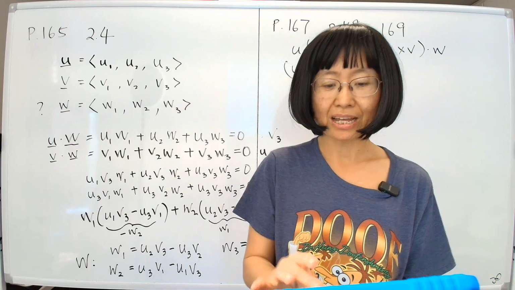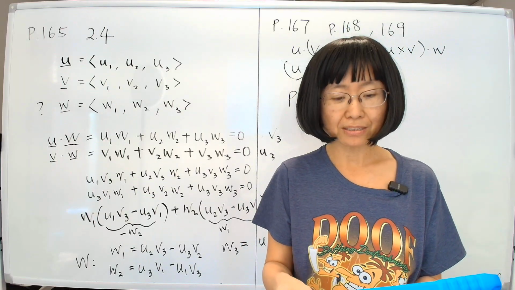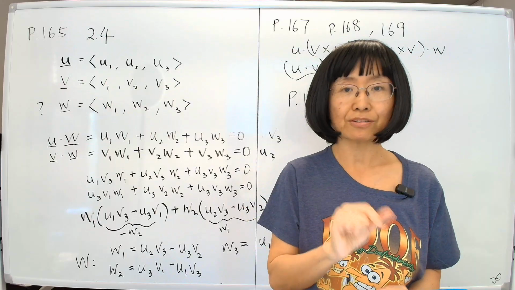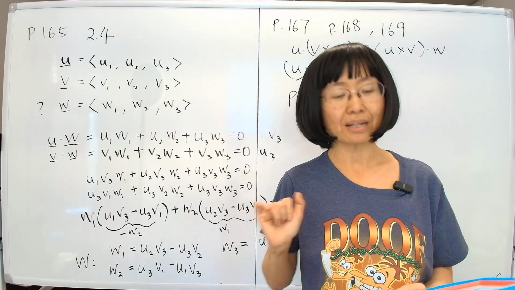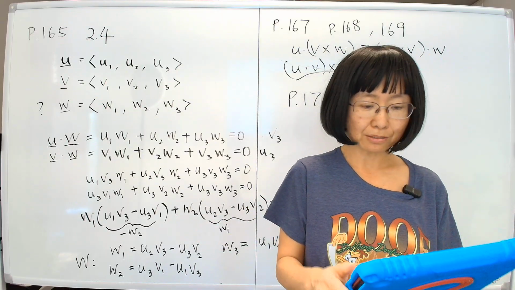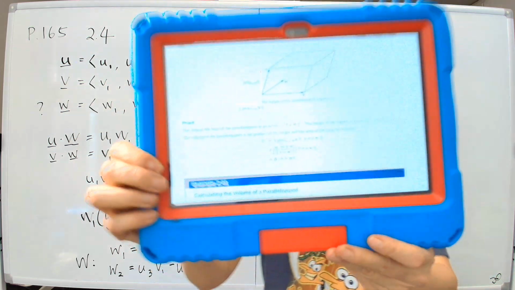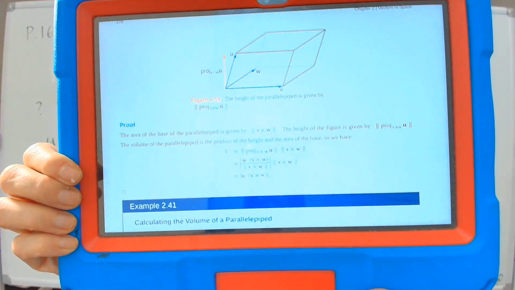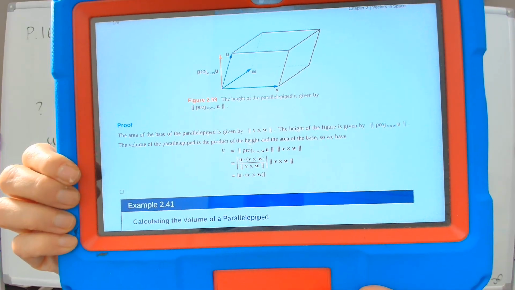Yes, we did mention it. Theorem 2.8 a few pages ago says that the magnitude of the cross product is the same as the area of the parallelogram that the two vectors make. So therefore, the bottom area of this thing is w cross v, or v cross w.